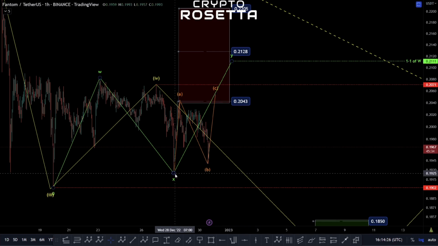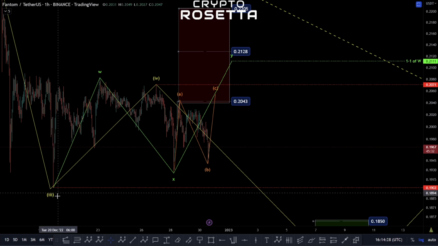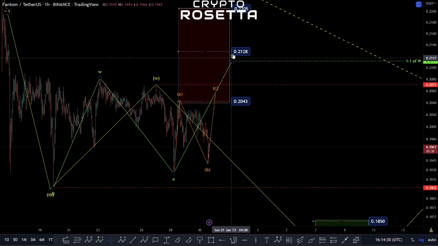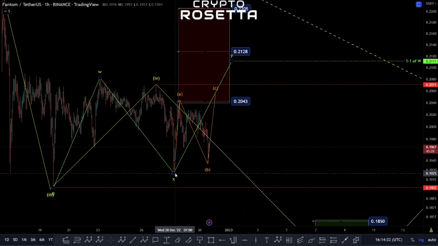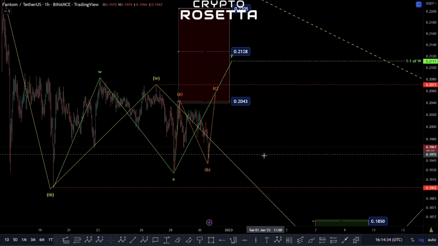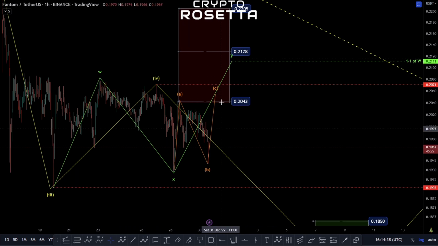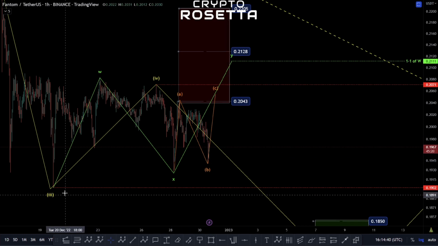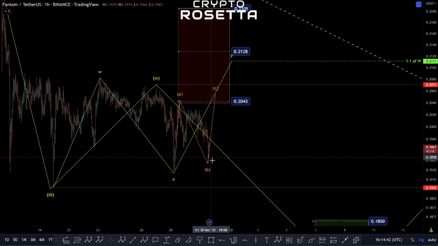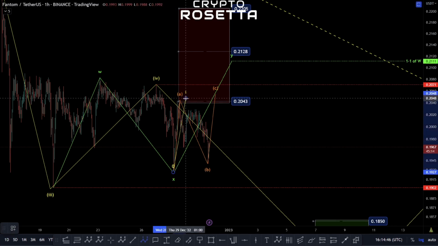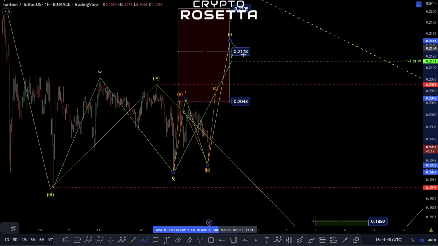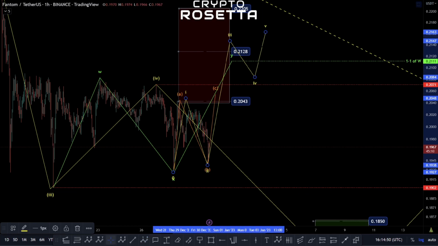This would be a 1-to-1 of this Y wave here, so that would be the same length as this W wave in this Y wave. If we reach this 1-to-1, it is also possible that we could have this as an A, a B, and then we're looking to form a flat correction here, in which we have an A, a B, and then we're actually looking to form a 5 wave move to the upside here, in which case what we'd be looking for then is the potential to have a bigger move up here.